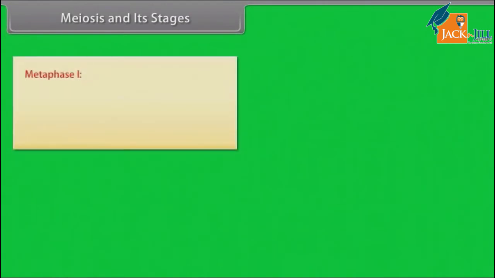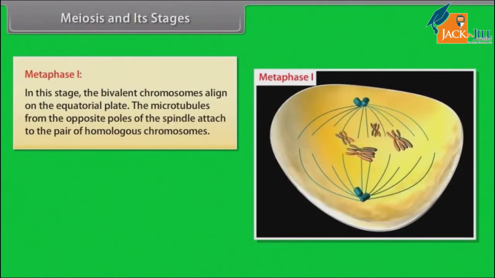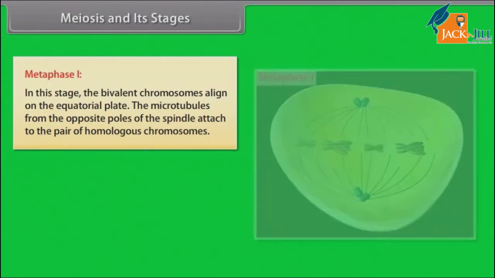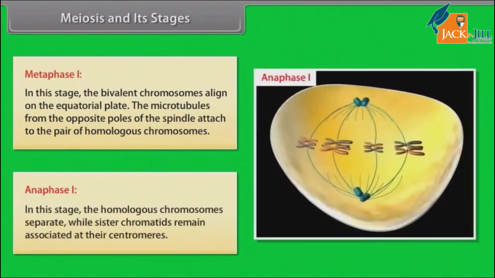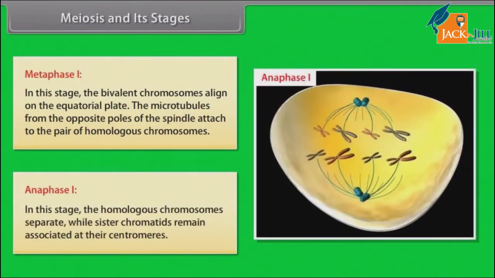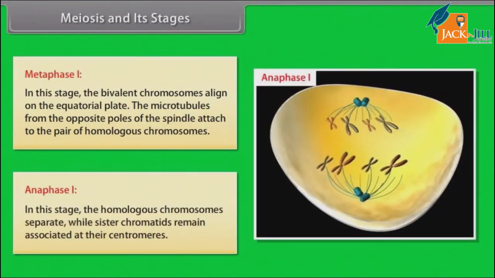After completion of prophase 1, metaphase 1 takes place. In this stage, the bivalent chromosomes align on the equatorial plate. The microtubules from the opposite poles of the spindle attach to the pair of homologous chromosomes. Anaphase 1 is the next stage. In this stage, the homologous chromosomes separate while sister chromatids remain associated at their centromeres.